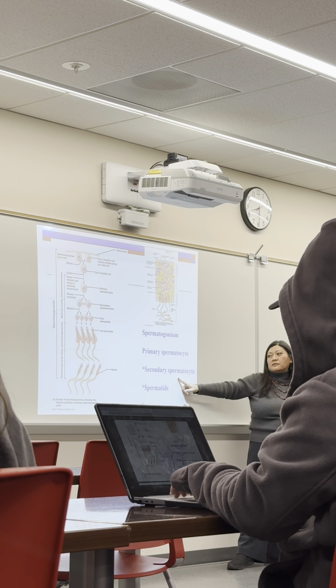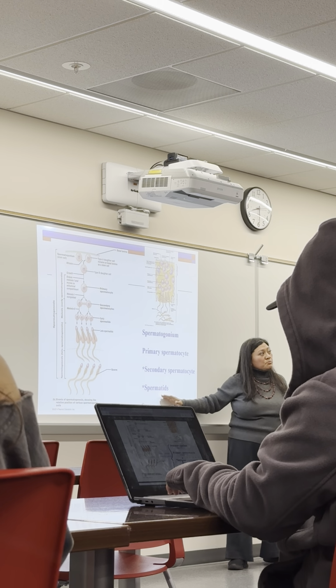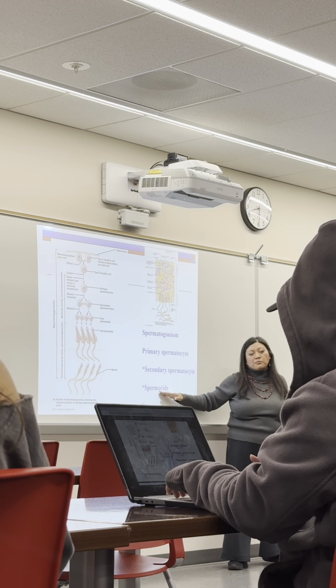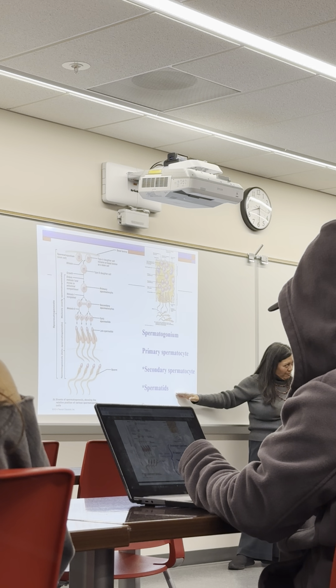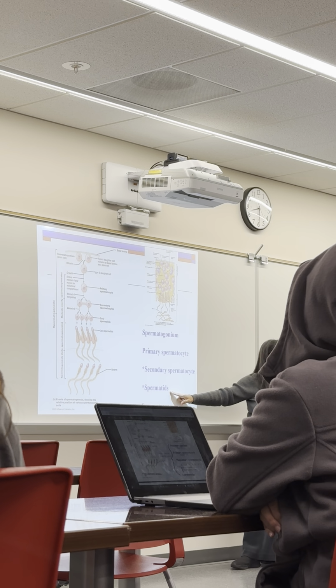Second division takes us from secondary spermatocyte to becoming spermatids. If you think of it, spermatids sounds like sperm kids. They're still immature, but now we've got 4 of them officially.